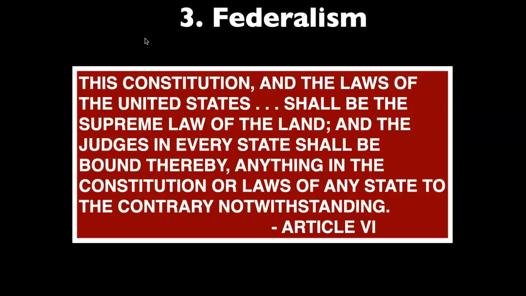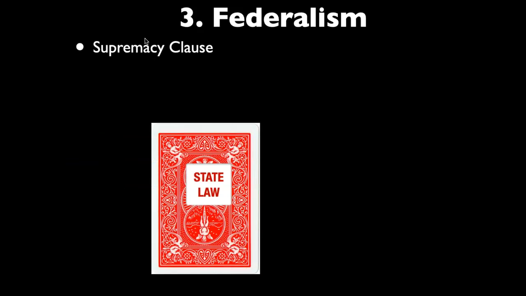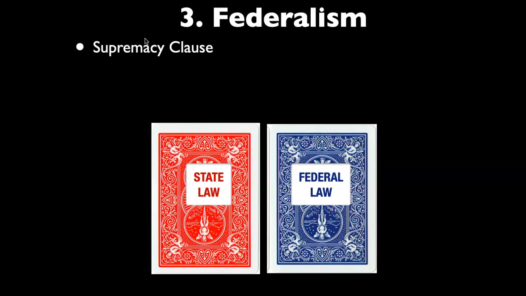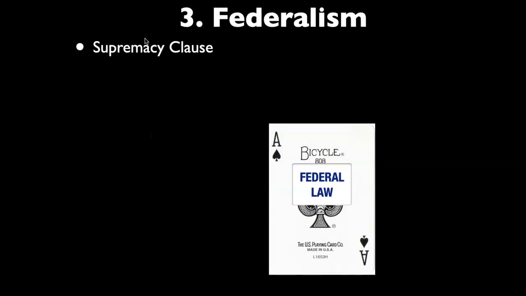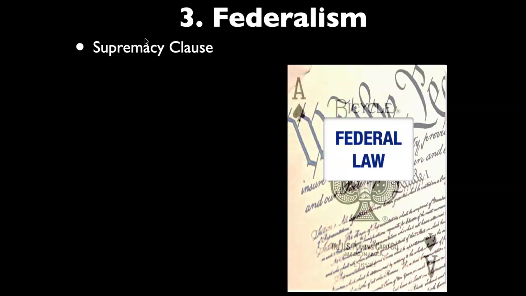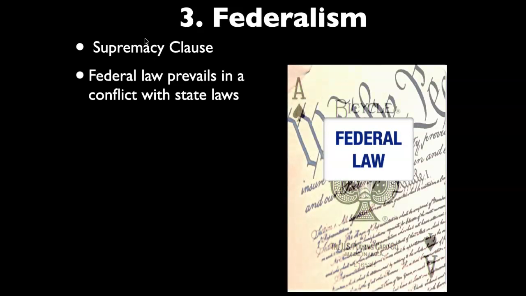Here's another important aspect of the Constitution. This is from Article 6. The Constitution, the laws of the United States shall be the supreme law of the land. Supreme law. We know this as the Supremacy Clause. So if there's a conflict between state law and a federal law, who wins? Well, it's always going to be that federal law. States cannot make laws that are going to contradict federal law because the Constitution is the supreme law of the land, and so federal law is supreme.